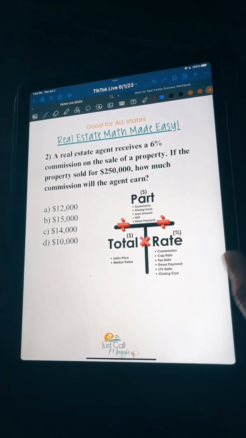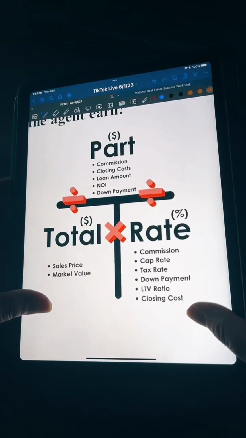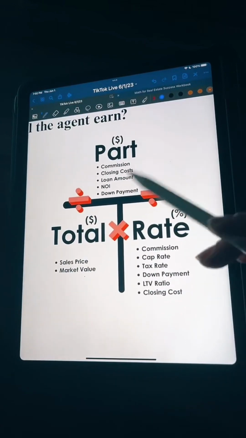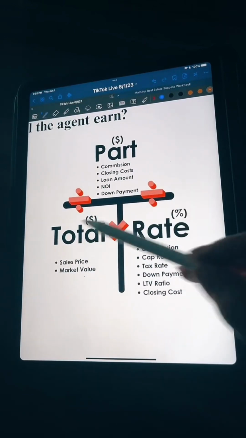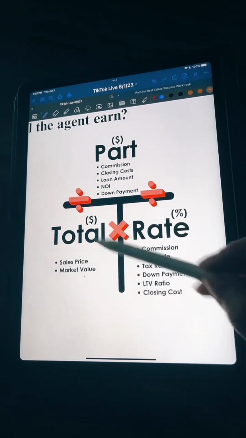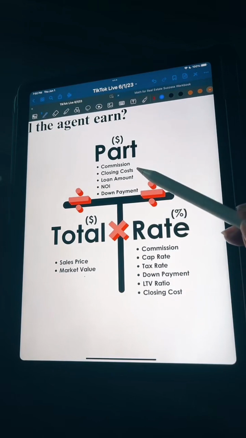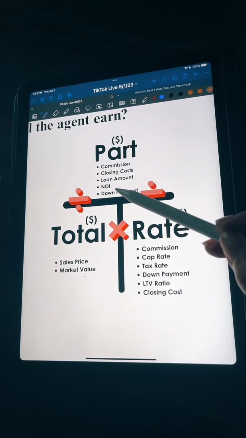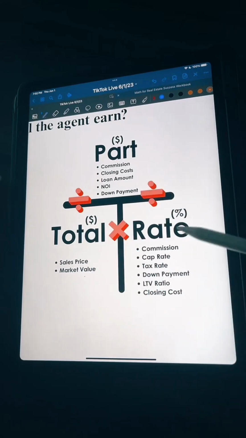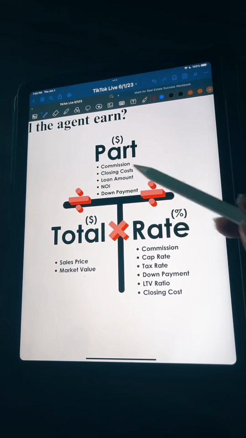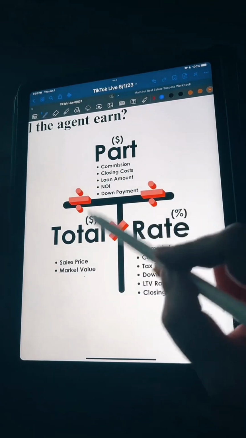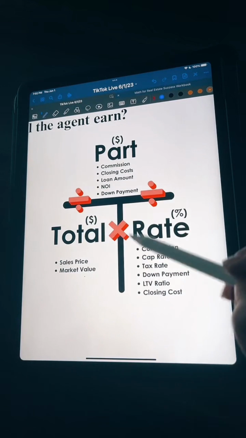Okay, the T-chart basically has where you are going to put in your totals, right? Here would be your total, your sales price or the market value. This would be the part or the commission, your closing costs, your loan amount, etc., just the portion of the total. And then here you always put your percent.